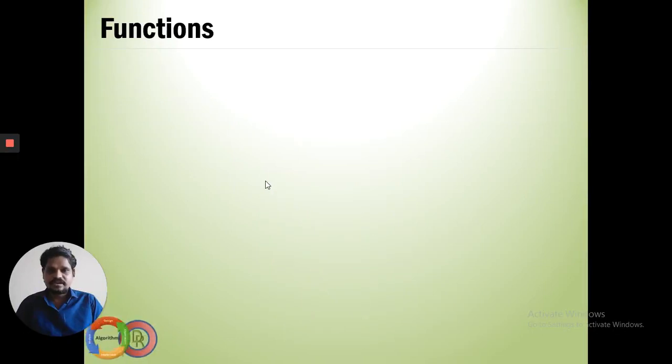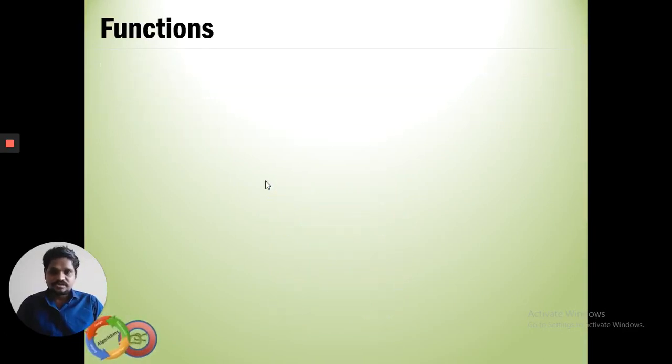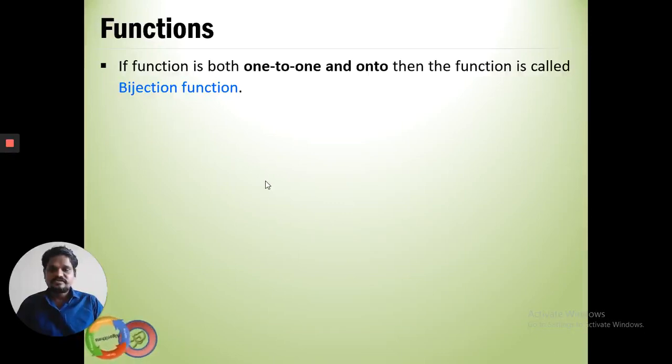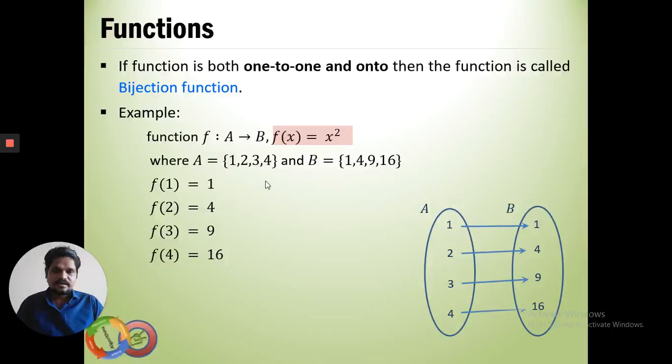So this is one-to-one. Each element is mapping to a single element, whereas in the previous case it was not like that. It was not a one-to-one function. Now a function which is both one-to-one and onto is called a bijection function. It's very simple. It is one-to-one and onto. Obviously the range is equal to the entire B, so it is onto. Each element from set A is mapping to a single element from B, and the reverse is also possible. There are not two elements in set A mapping to the same value, so it is an onto function and also a one-to-one function. So it is a bijection function.